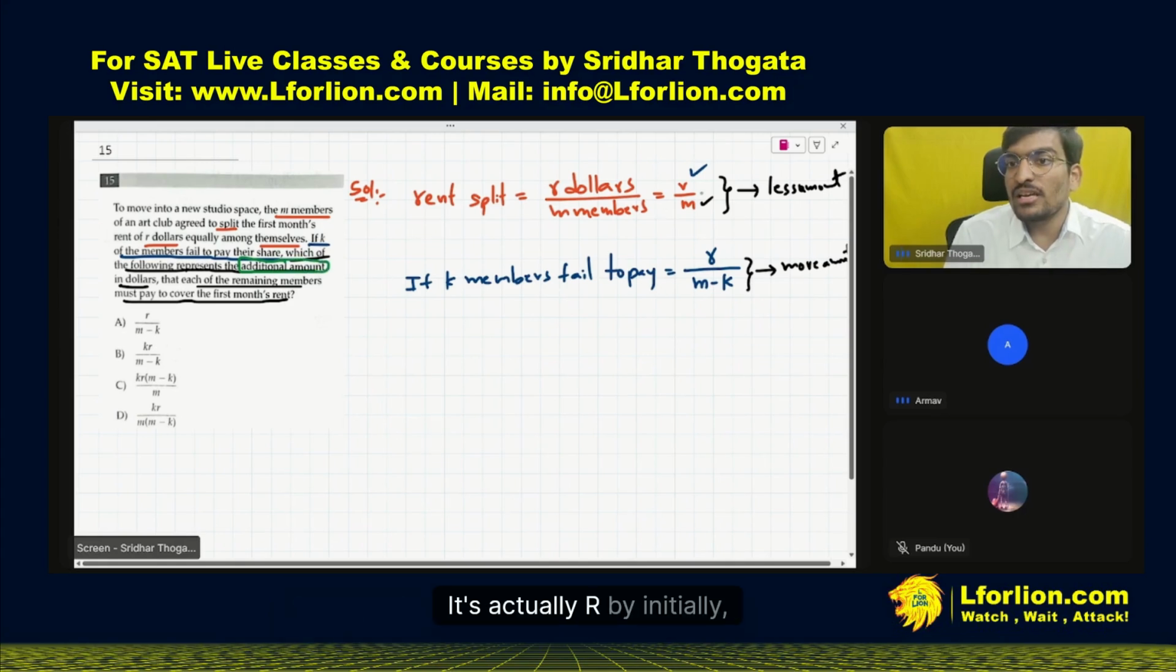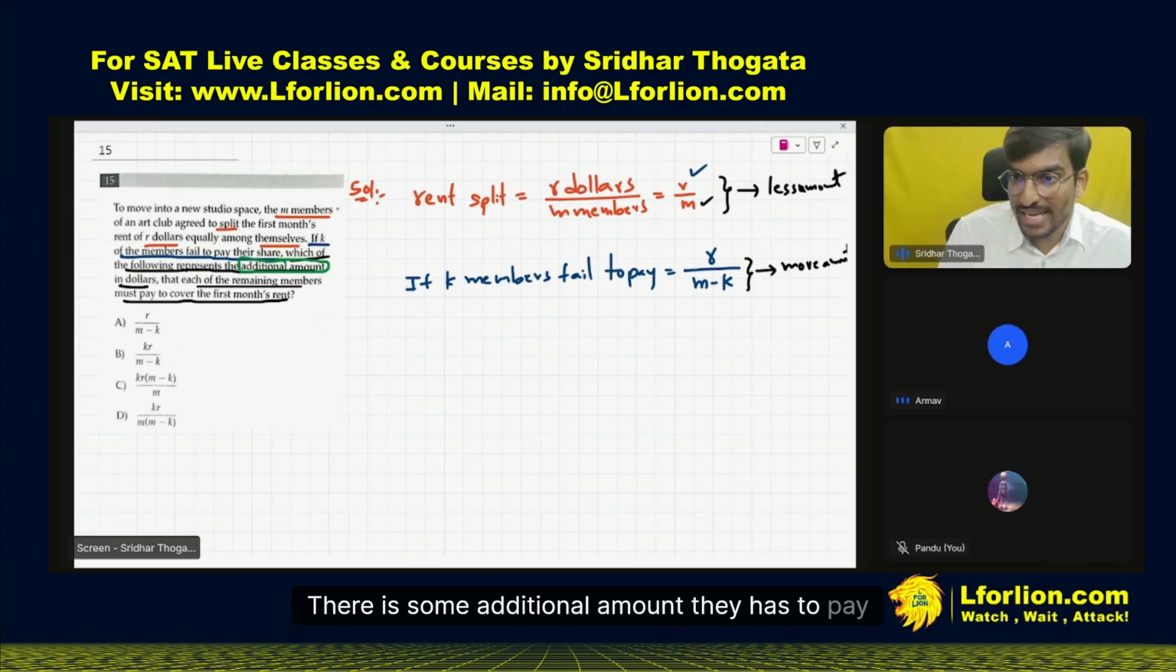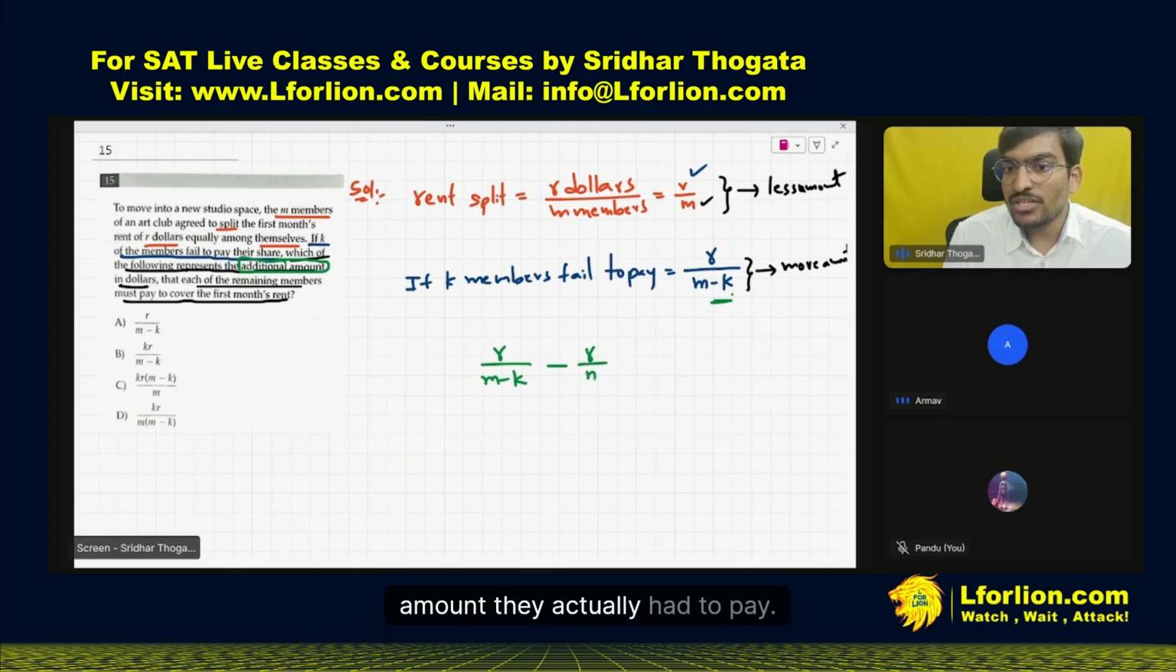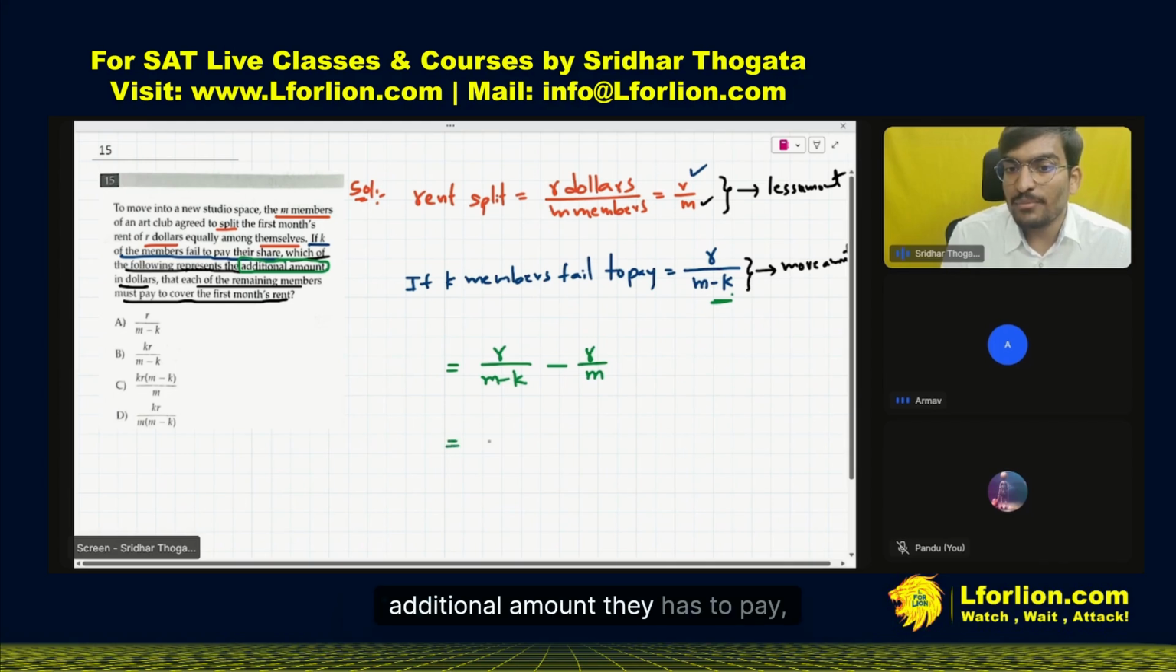It's actually R divided by the members initially, but now not like that. There is some additional amount they have to pay because of the people who left, who failed to pay. So this is the amount they are paying now. The amount they are actually paying now minus the amount they actually had to pay when all members are there. If you take out the difference, that is the additional amount they have to pay.